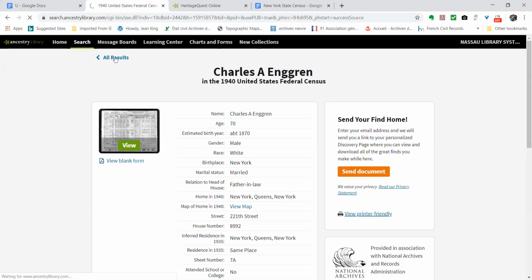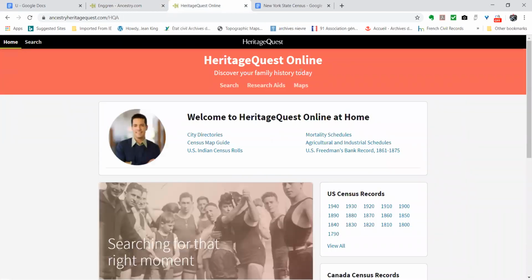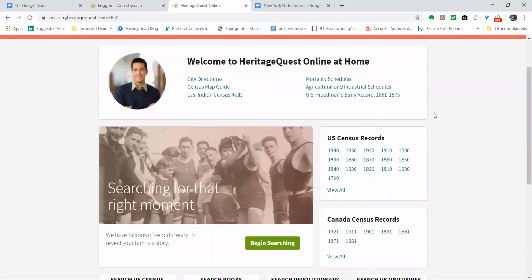Okay. So I'm going to switch over. This is Heritage Quest, the one that you can use from home. And so here's where you could look at census records on Heritage Quest. And they also have those schedules I was talking about, the mortality schedule and those agricultural and industrial schedules. So I just wanted to show that. And then let me stop this for a second.